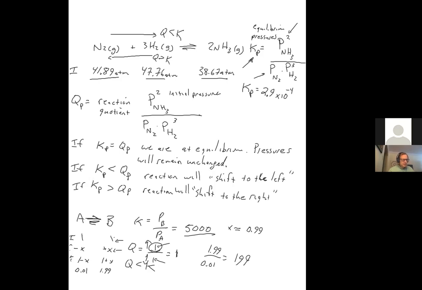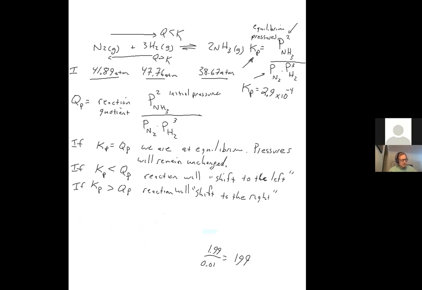So let's take a look at this example here. I'm going to do the calculation here. All we really need to do is calculate Q. And if Q is less than K, the reaction will proceed to the right. You'll get an increase in the concentration of the product. On the other hand, if Q is greater than K, then that means there's too much product, and the reaction will go to the left, and you'll have less product and more reactant.